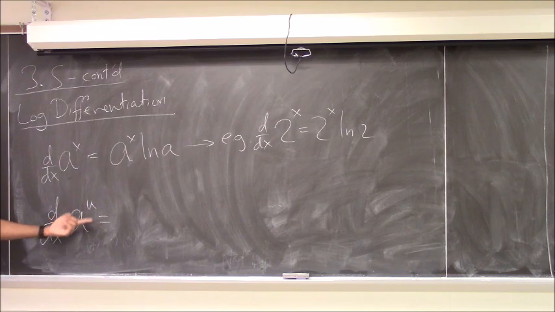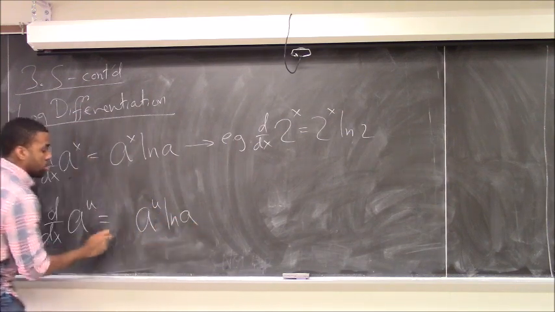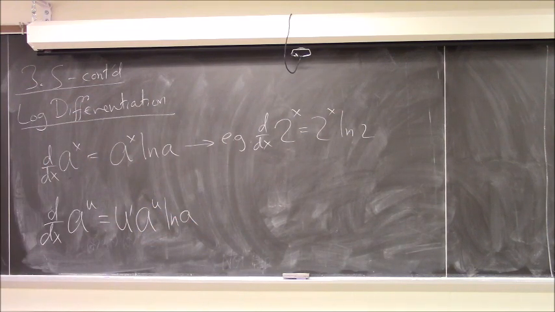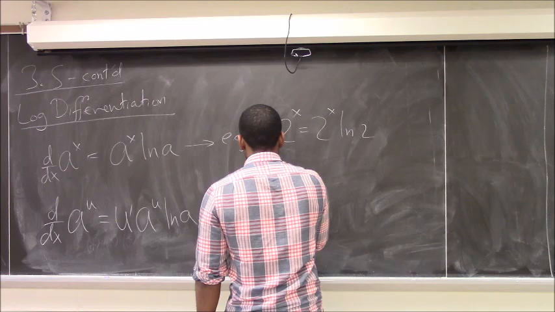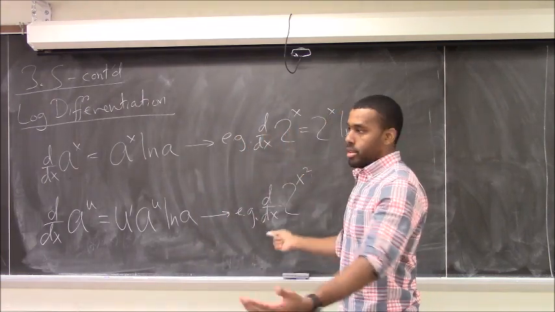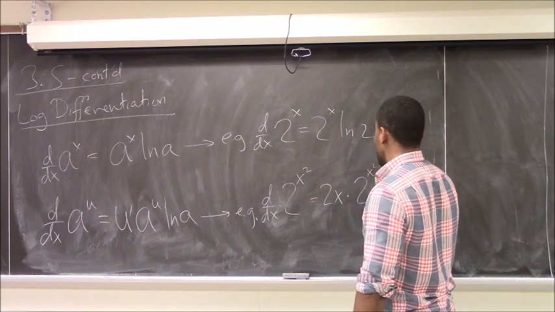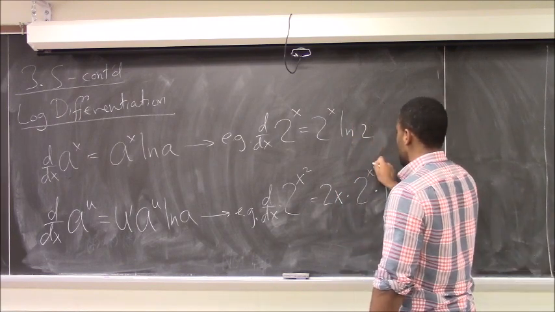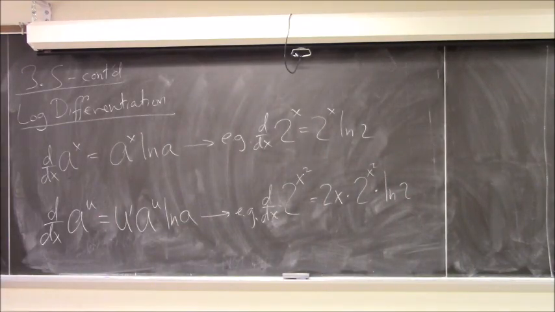Here it's a to the u. U represents any function, and so here we can apply the chain rule. It's the derivative of the outside times the derivative of the inside, so we end up with u prime a to the u. So this would be something like, if you wanted to differentiate not just 2 to the x, but 2 to the x squared, then that would be 2x times 2 to the x squared times ln 2. So that's just an example.